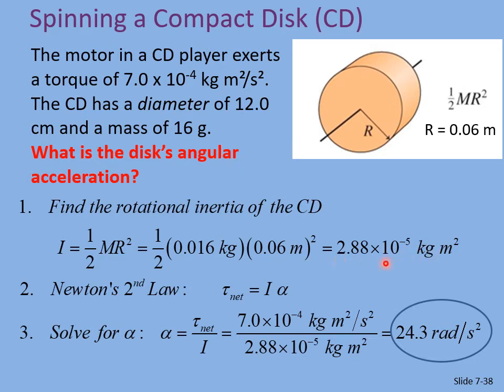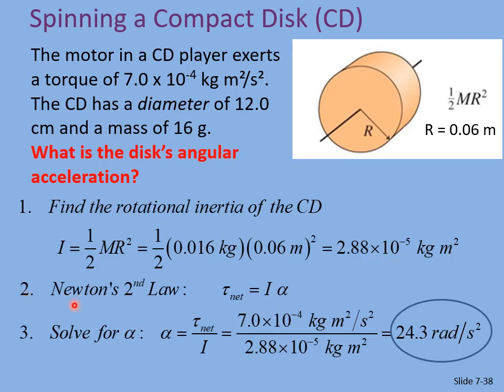Now just a note here, this number obviously is very small. 10 to the minus 5th is 1 over 100,000. So this is a very small rotational inertia, and that's not a surprise because we're talking about a very lightweight plastic disc that is going to be very easy to turn. So it's not going to have a lot of rotational inertia, and we can see that in this number.